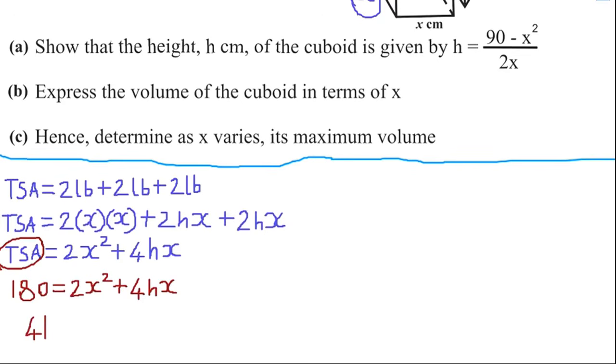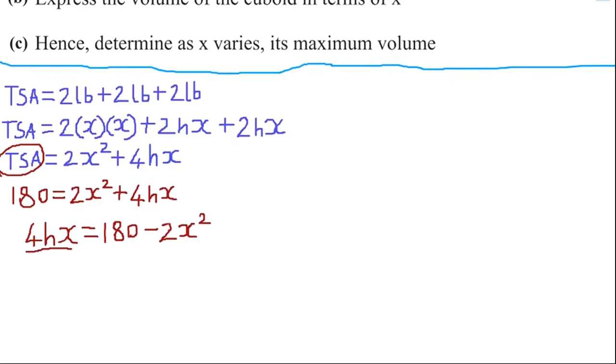So, in the process of making h the subject, it will be 4hx is equal to 180 minus 2x squared. And then, since our main interest is to make h the subject, we have to divide both sides by 4x, since 4x is not needed on the left hand side.